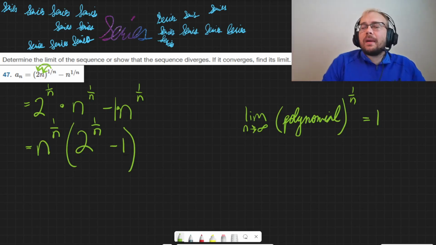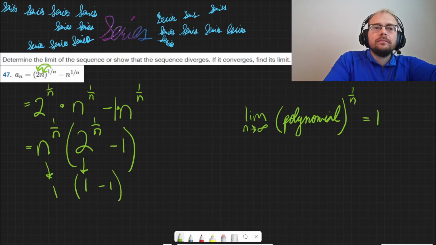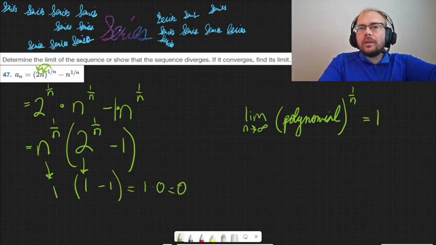So anyways, we basically know that if we're taking the limit of this, it would go to 1. And if we're taking the limit of this, it would go to 1. So if we put all that math together, it's 1 times 0, which is 0. So we know the limit's going to be 0. And that's essentially how it works.